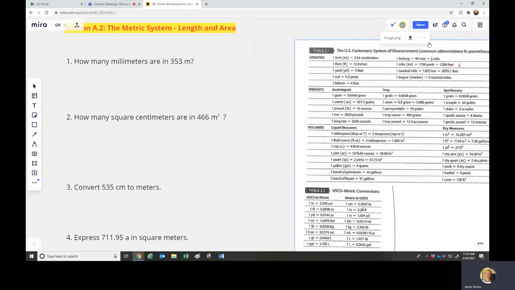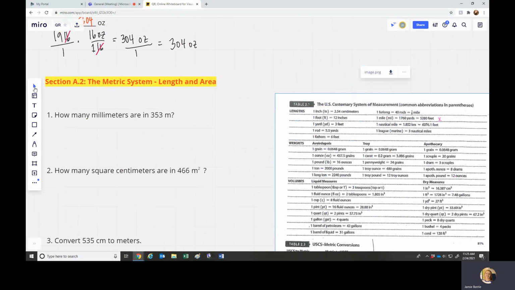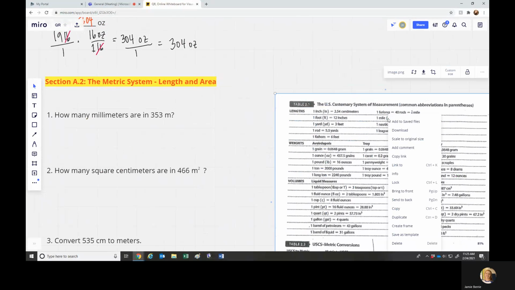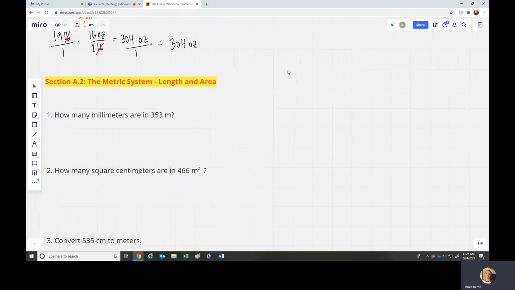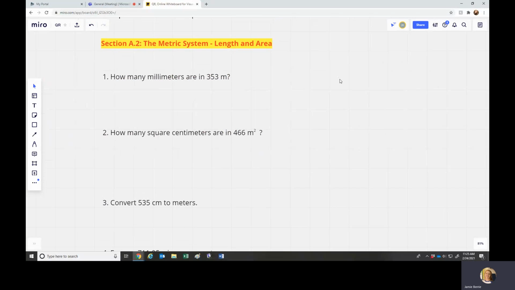So I'm just going to go ahead and remove that. Let's see. I can get it to delete. Oh, I had the wrong button pressed. There we go. Okay. All right, so let's get started.